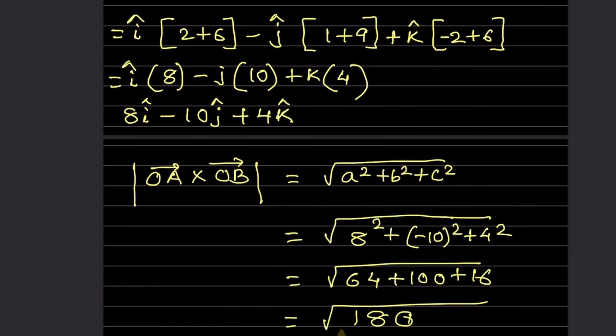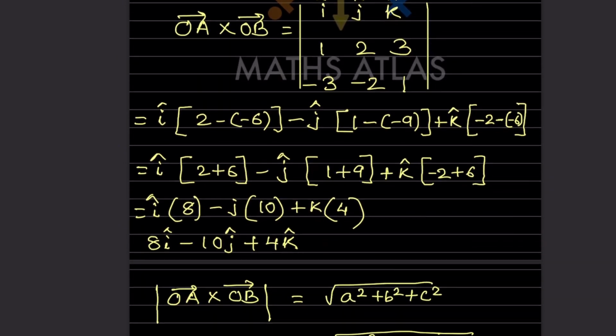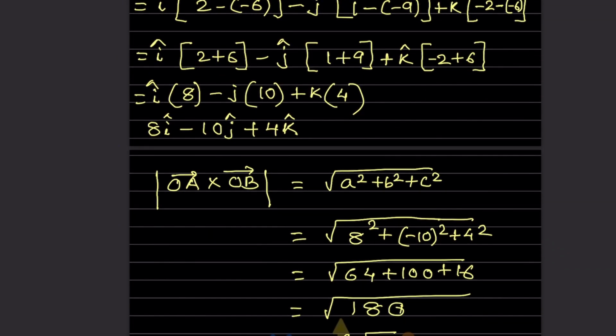So now again, what are you going to do? You will take the magnitude of OA cross OB, that is the root of A square plus B square plus C square. Now consider this as A, this as B and this as C.